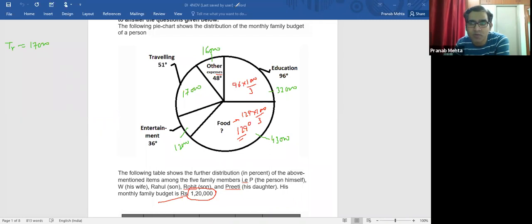If anyone has got a doubt, please ask me. As I said, you have to understand the data. The data is very simple. We are talking about a person. This pie chart represents his expense, with different types of expense: education, food, and so on. The other data they have given is that his total expense, his budget, is 1,20,000 rupees. So we have distributed that budget, this angle, in rupees. Till now, this is what we have done. We know he is talking about himself, his wife, 2 sons and a daughter.